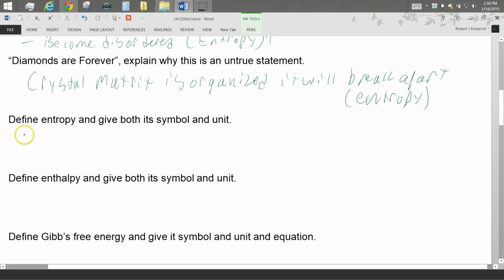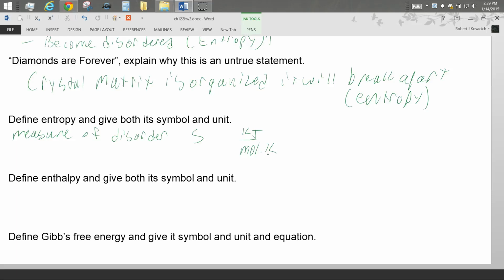So entropy is, what does it measure? So its symbol is an S, and its units are usually kilojoules per mole Kelvin. And remember, it's a measure of disorder, not order. So if you have more entropy, the thing is more disorganized.